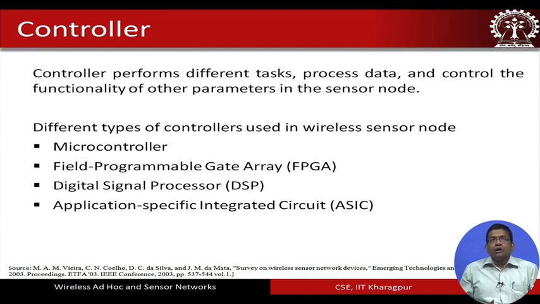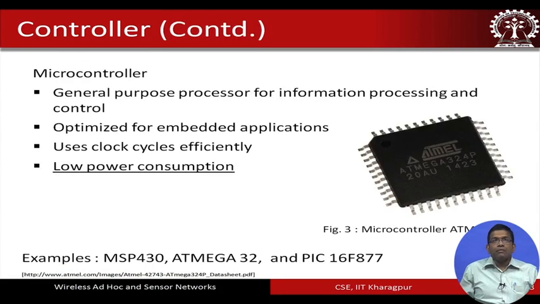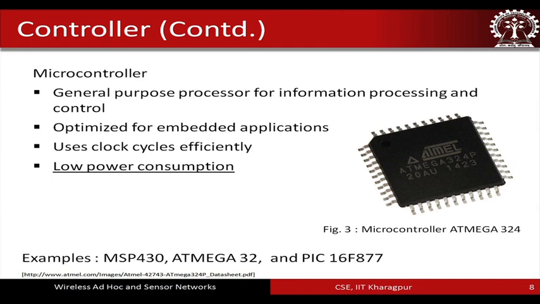Microcontrollers are used, then FPGAs could be used, DSP based controllers could be used, ASIC based controllers could be used. There are different types of controllers that could be used in a wireless sensor node. Here, the picture that we see is that of a microcontroller called ATMEGA 324, which consumes very low power and uses clock cycles very efficiently, and this is very attractive for use in embedded applications in general and sensor nodes in particular.